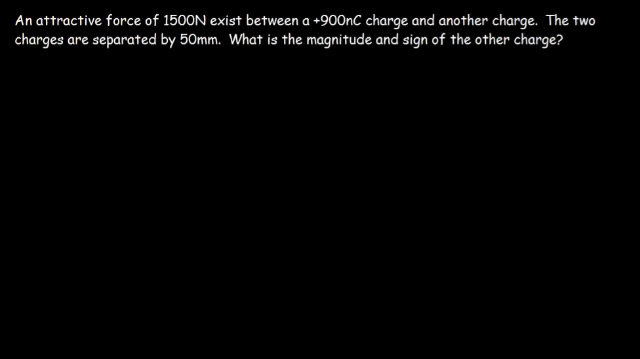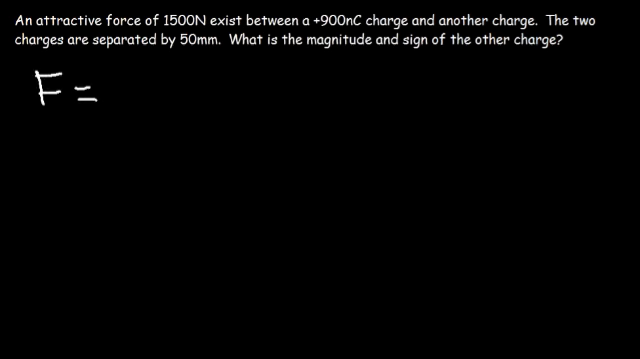Now, we have an attractive force of 1500 newtons, and it exists between two charges, one of which is positive 900 nanocoulombs. Now, the two charges are separated by a distance of 50 millimeters, and with this information, what is the magnitude and sign of the other charge? So how can we figure this problem? How can we solve it?